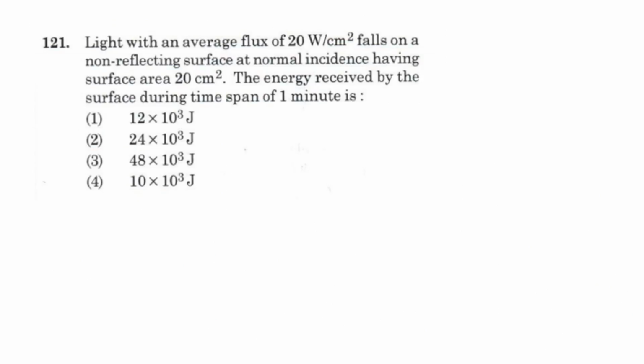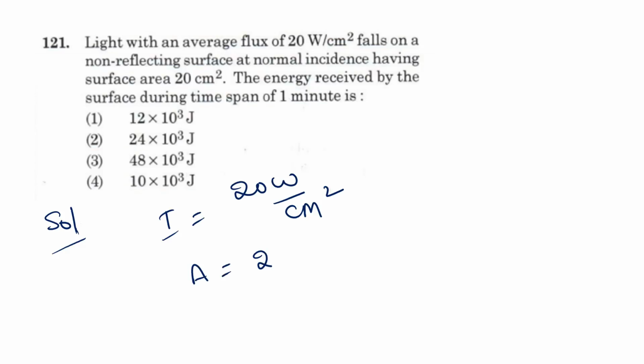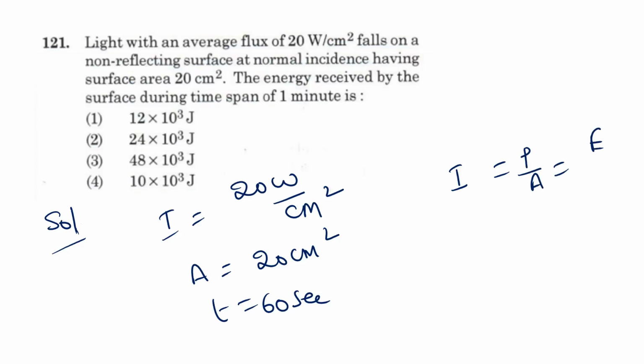This 121 question, they given that here average flux I is equals to 20. We are writing the solution now. Same area value they given here 20 centimeter square, and T is equal to 60 seconds, and we are calculating the average energy received by the surface. I is equals to P by A, that is equal to E by A into T.